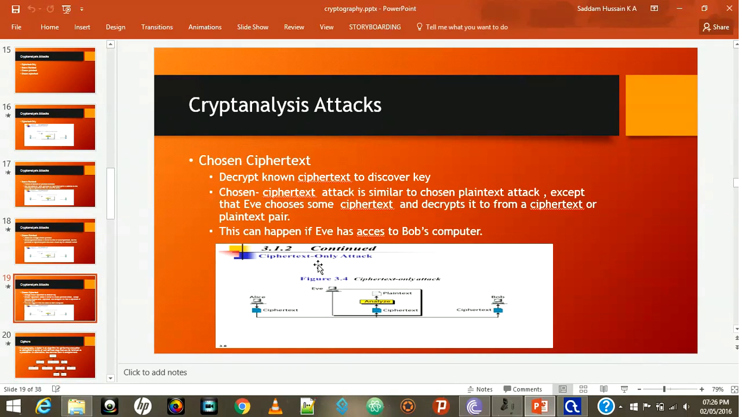Then we have chosen ciphertext. What is chosen ciphertext? It is decrypting known ciphertext to discover the key. In chosen ciphertext, Eve has access to some ciphertext sent to Bob. Alice sends some ciphertext, Eve takes this ciphertext and decrypts it, and after decrypting it she checks. This can happen if Eve has access to Bob's computer. If Eve can access Bob's computer, then she can easily attack the original message.